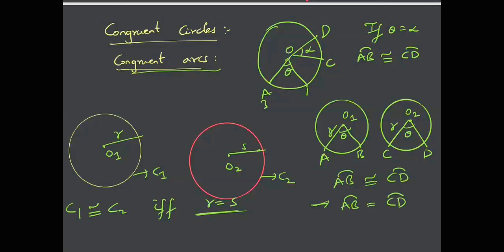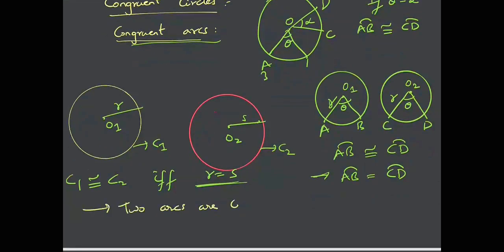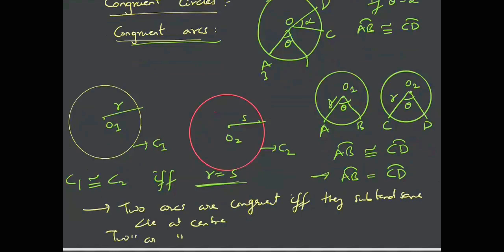So finally I can write two arcs are congruent if and only if they subtend same angle at center, or I can write two arcs are congruent if and only if their length is same. That is, the length of arc AB is equal to the length of arc CD. This length I am talking about, this curved length, is the same.